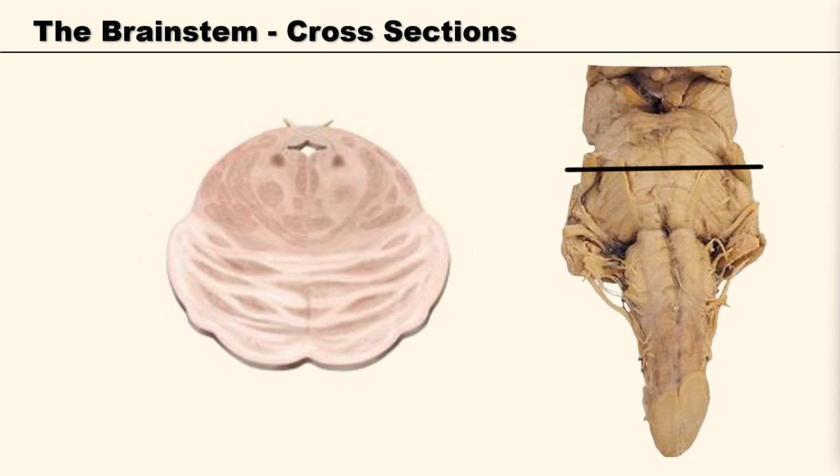The next cross-section is midway through the pons. Dorsally, we can see the aqueduct, which is something we will discuss when we discuss the ventricles and the CSF. We can also see the trochlear nerve, a few more nuclei, and a few more white matter tracks.